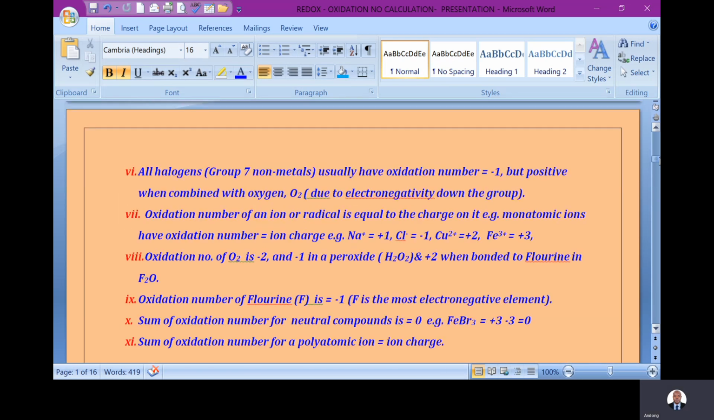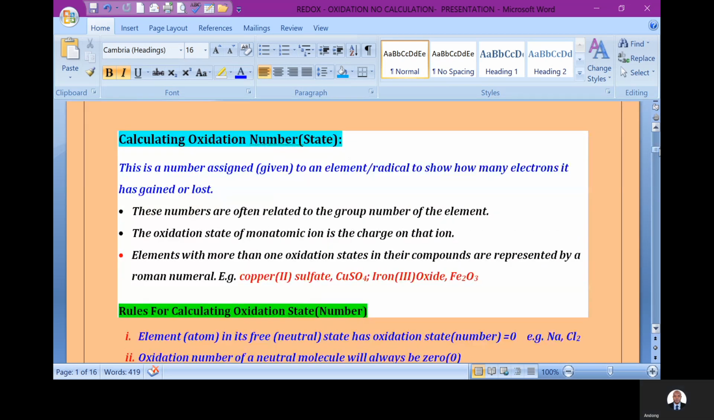The next point on this is that elements with more than one oxidation state, for example, we are talking of transition elements. They have variable oxidation states. So this element in their compound are represented by a Roman numeral. I'm giving an example of copper 2 sulfate. There is copper 1 and there's also copper 2. The only way to differentiate them, because they have many oxidation numbers, is by putting it in a Roman numeral. It is copper 2 sulfate here.